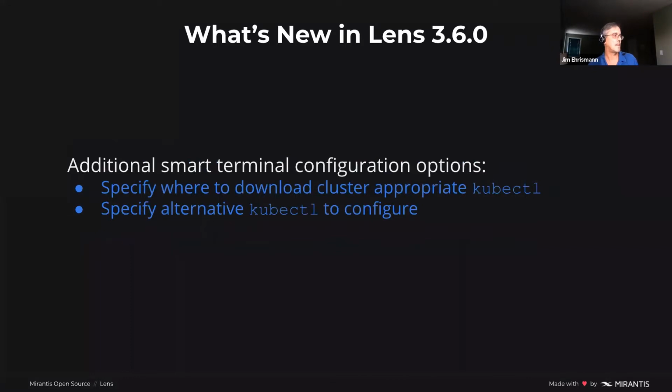So, smart terminal. The smart terminal is basically a shell where you can run command line commands, but it's smart in the sense that depending on what cluster you're using, it will know which kubectl executable to have set up in the shell. So we added some options to give you a bit more control over where these binaries of kubectl are downloaded to. And also, if you think you're smarter and you have a better kubectl version or preferred kubectl version you want to use, you can set that as well.